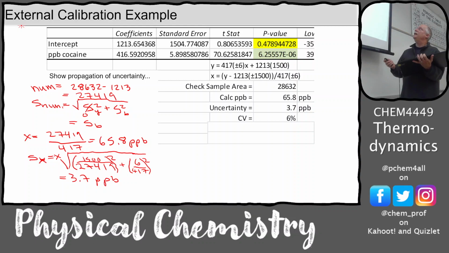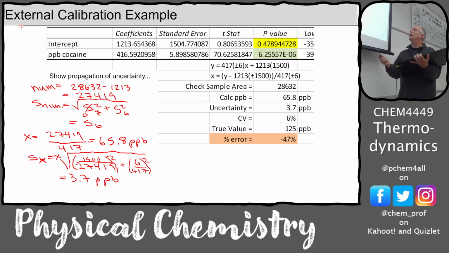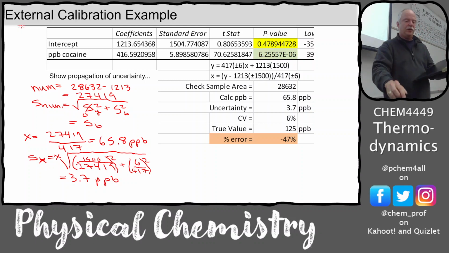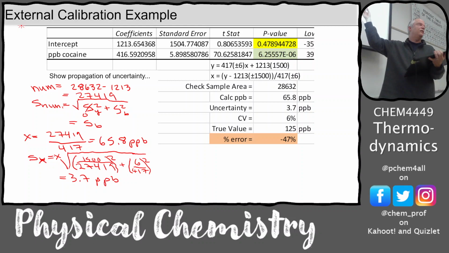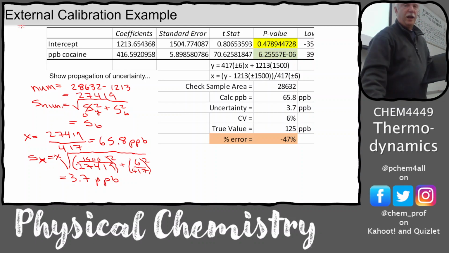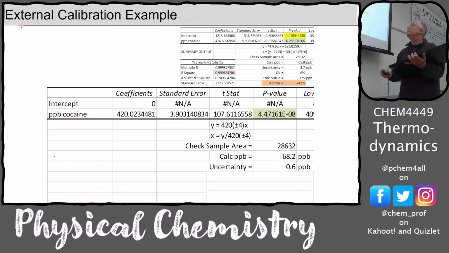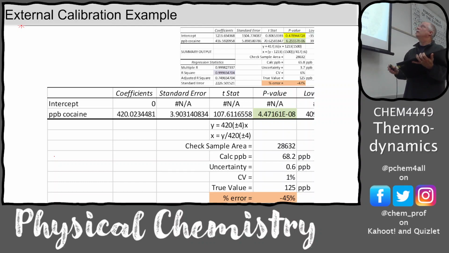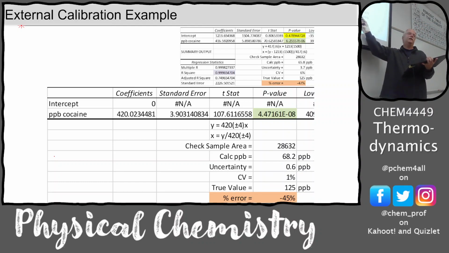And so then the CV is going to be 3.7 divided by the 65.8 times 100%. So it's 6%. And the true value, 125, our percent error is minus 47. So this was kind of like your question about if we included B, this is the results that we would have gotten. So including B, we had an uncertainty of 6%. Look what happens when we got rid of B. Okay, when we got rid of B, our uncertainty dropped to 0.6%.